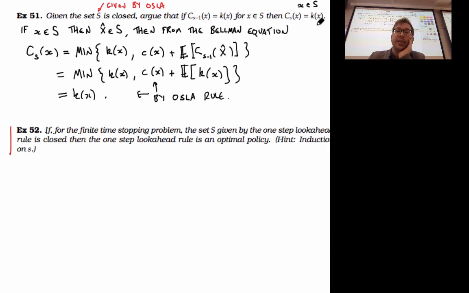So basically it says if it's optimal to stop in S over S minus 1 steps, then it's optimal to stop in S steps. And then it's optimal to stop in the capital S in S plus 1 steps. So basically it's always optimal to stop in that set. Okay? Doesn't mean it's the only place you want to stop. At least we don't know that yet. Okay. So the next step is to show that this is always the case. All right.